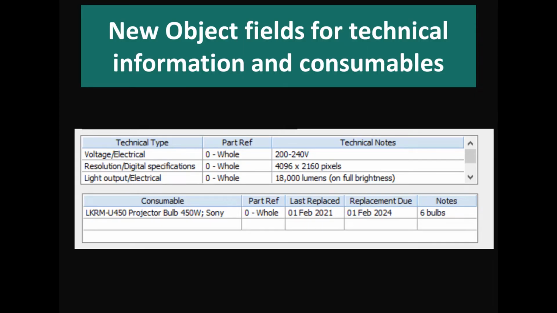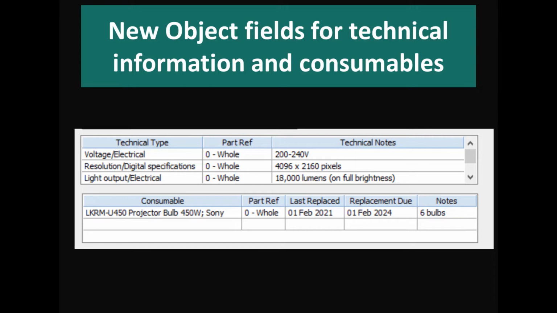There's new fields in this version for recording other technical information and for linking to those consumable types. So these are those fields, and they're available through the generic physical aspect screen. So there might be all manner of technical detail, and that can vary considerably depending on the type of item.